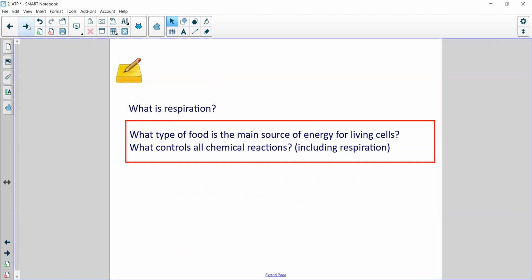Okay, so the first thing is, what is respiration? To define respiration, we need to think about what type of food is the main source of energy for living cells and what controls all chemical reactions, including respiration. So you can have a little think about that yourself. See if you can put together a sentence that would explain what respiration is. Feel free to pause the video just now, and then we'll have a wee look at the answer.